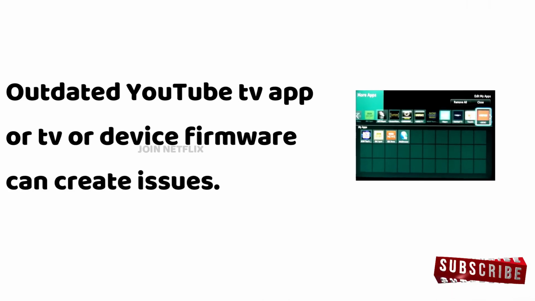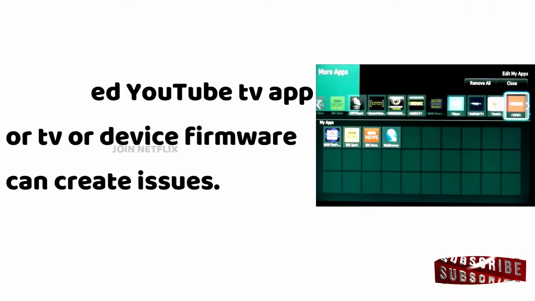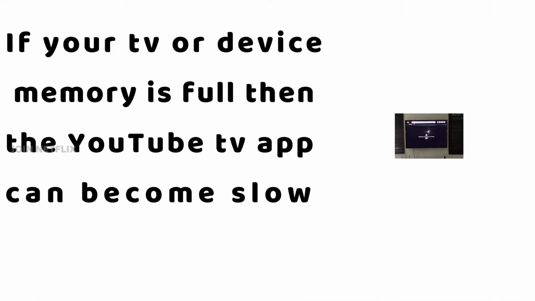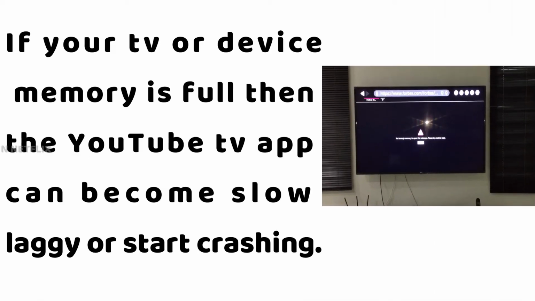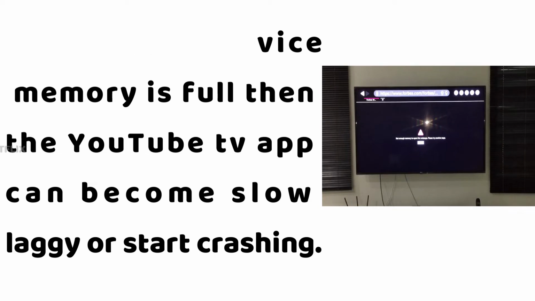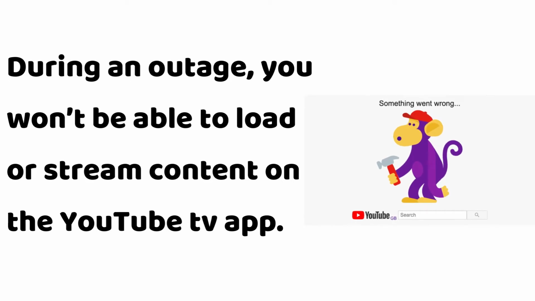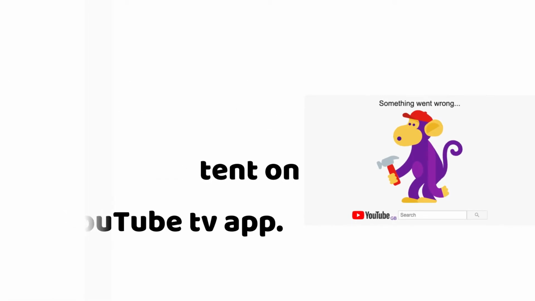Outdated YouTube TV app, or TV or device firmware, can create issues. If your TV or device memory is full, then the YouTube TV app can become slow, laggy, or start crashing. During an outage, you won't be able to load or stream content on the YouTube TV app.